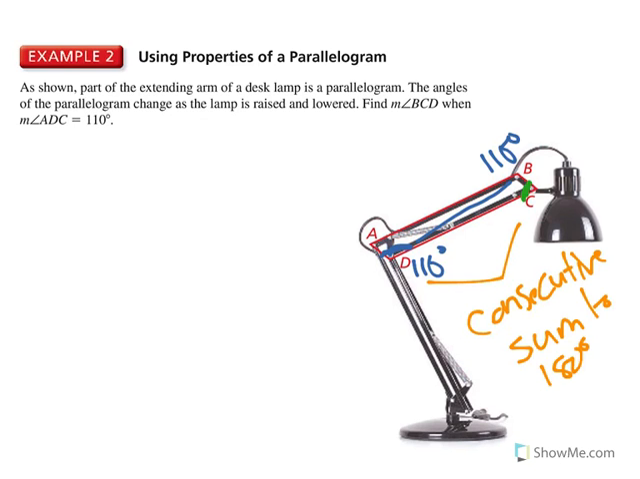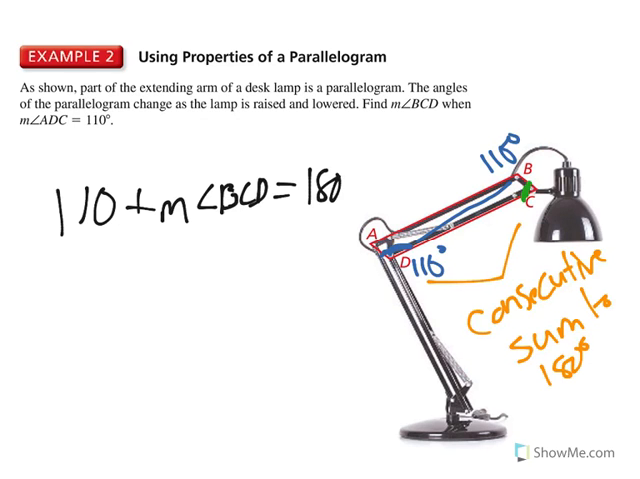They're supplementary. So if I add them up to be 180 degrees, I'm going to say that this one, measure BCD, you can either say measure BCD or put a letter there, if you'd rather put an X. But I'm going to put that I have 110 degrees plus the measure of my BCD would equal 180, right? We said they're supplementary, they add to 180.